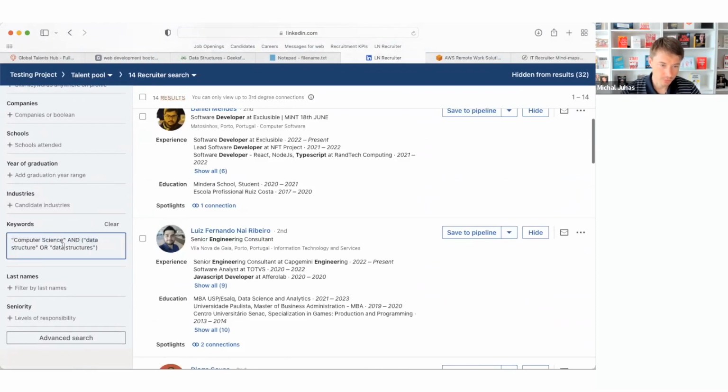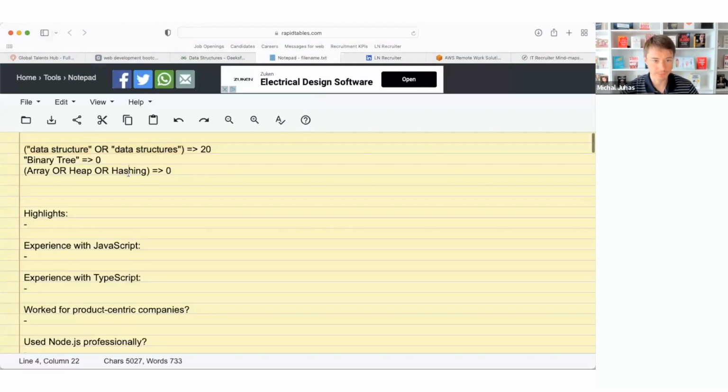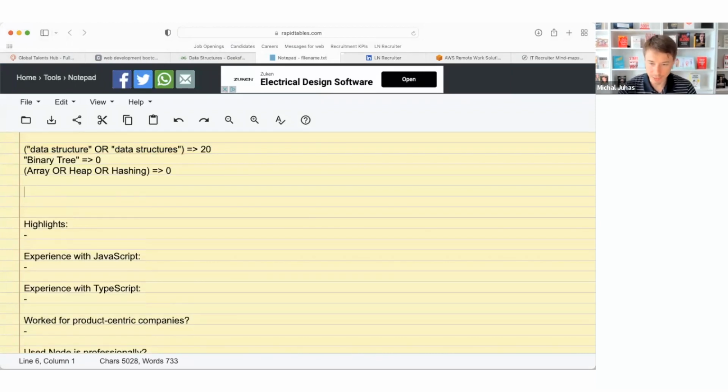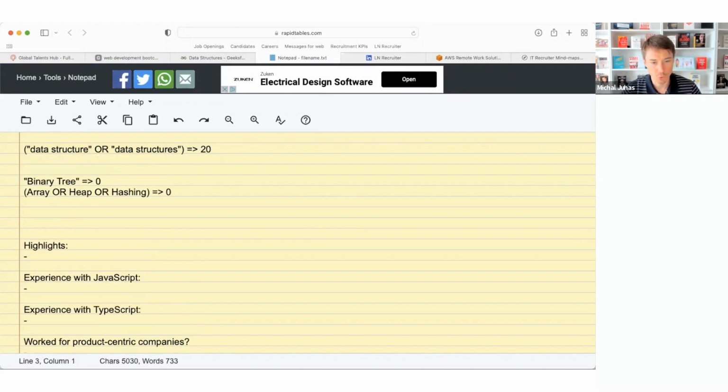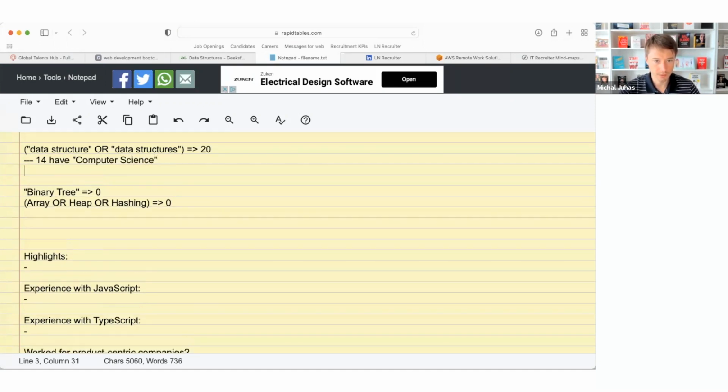And this is interesting because we are doing some research here. It's not just about data entry. This is real, proper research. So we see that there are 20 people who have data structures. Out of those, 14 people have computer science written on their profile, and 6 people don't have computer science on their profile. So now I would be really curious, what do those other 6 people have on their profile? If not computer science, then what else?